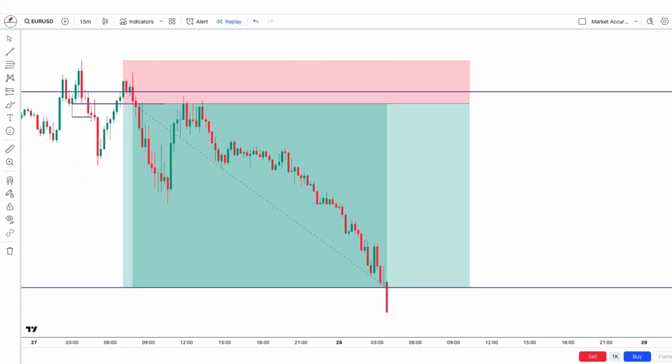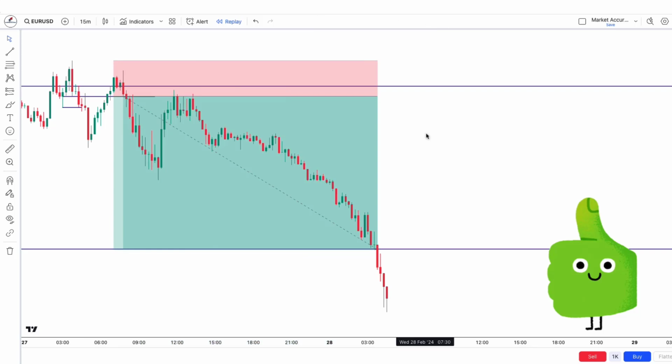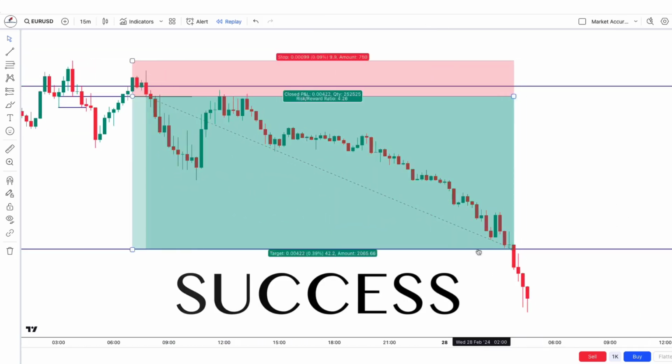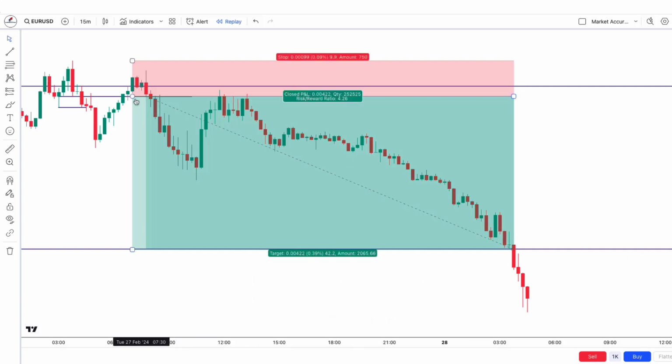And you can see that the take profit level was beautifully hit. This model is insane, guys. It has a very high success rate, and especially if you pair it up with the order flow, it's going to make it very good.